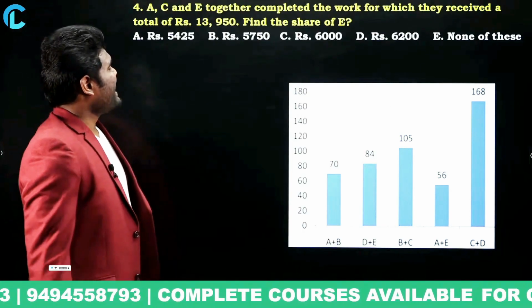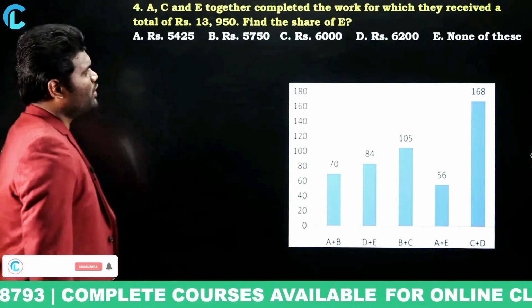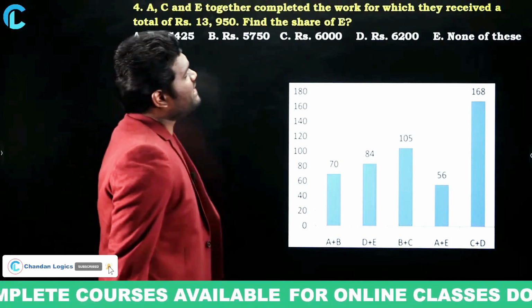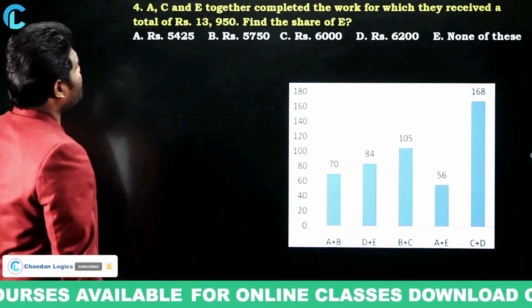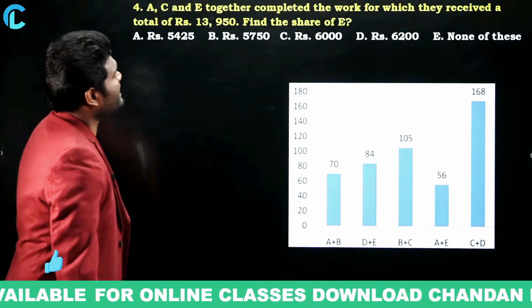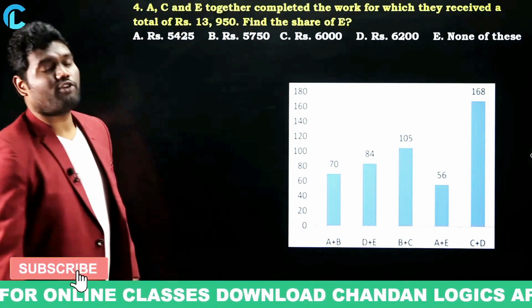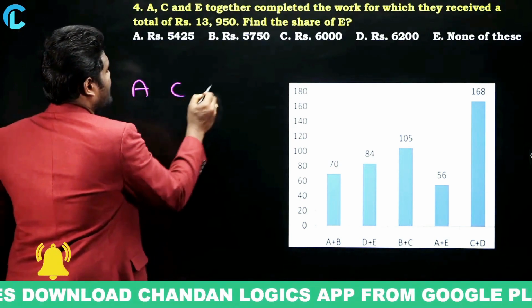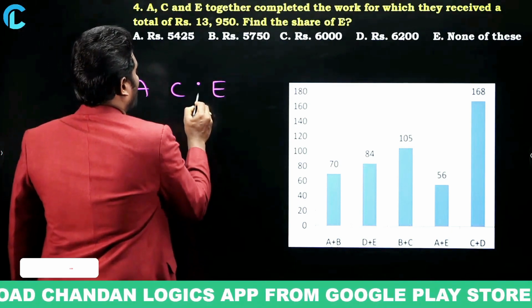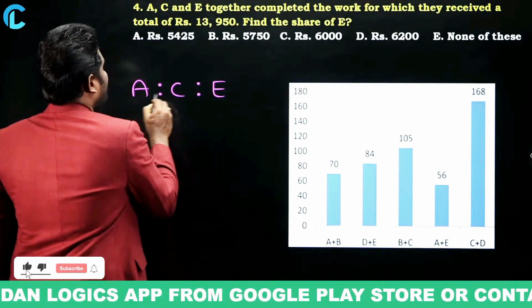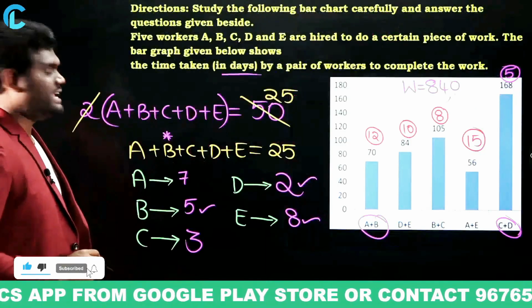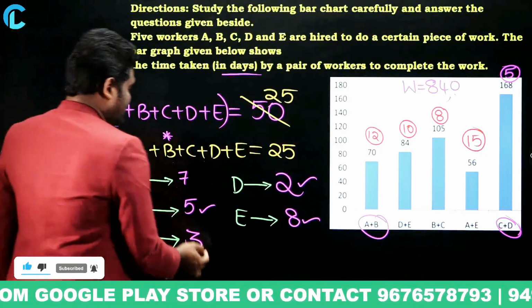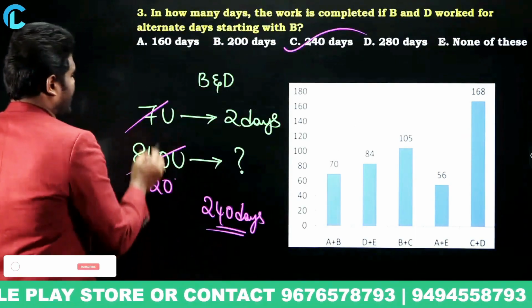Next question. A, C and E together complete the work for which they received a total of rupees 13,950. Find the share of E. Very simple question. Who are doing the work? A, C, E. Yes or no? Now, to distribute money, I need to know their efficiency. A, C, E efficiency: A 7, C 3, E 8. Yes or no?